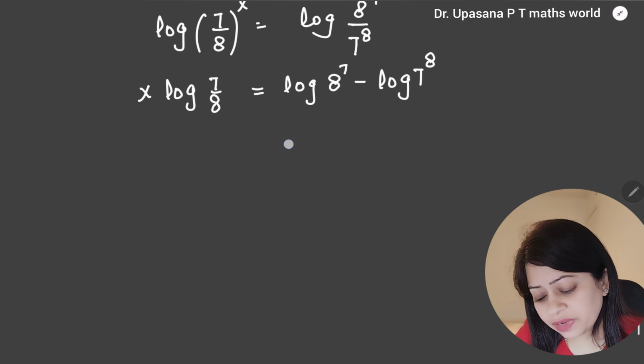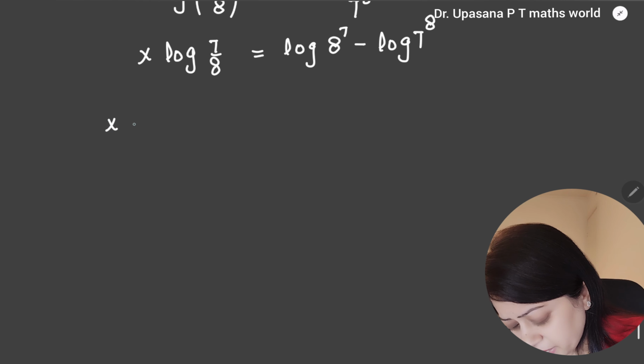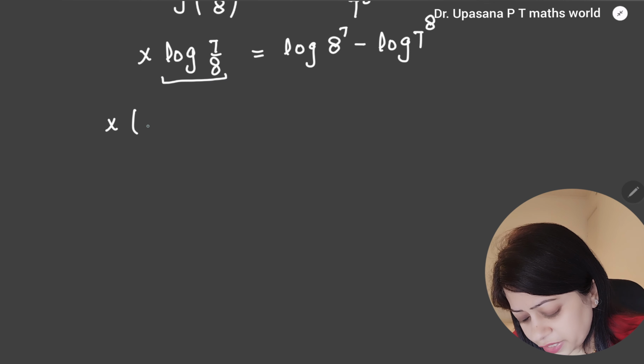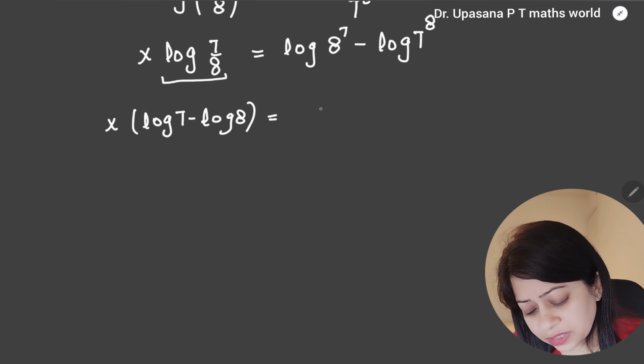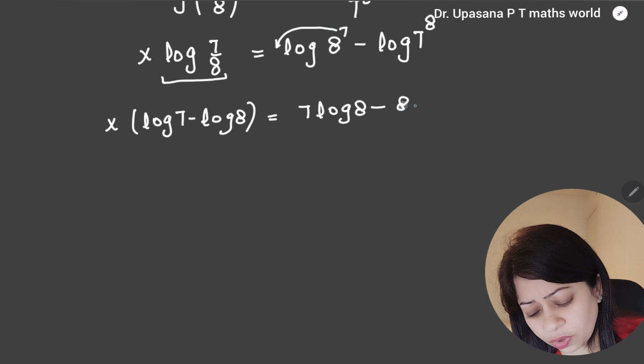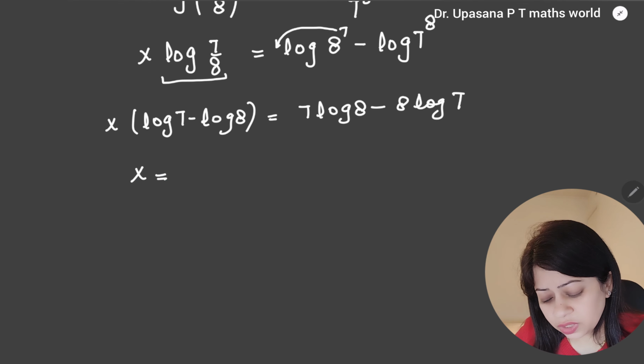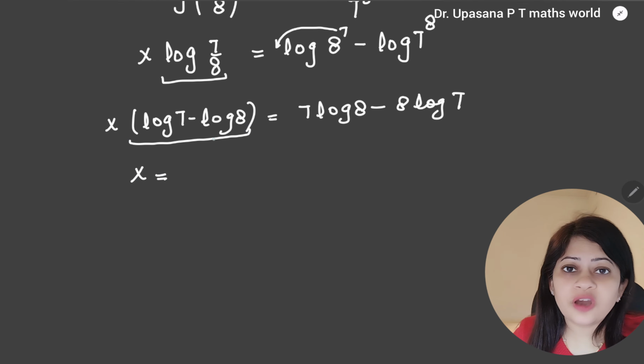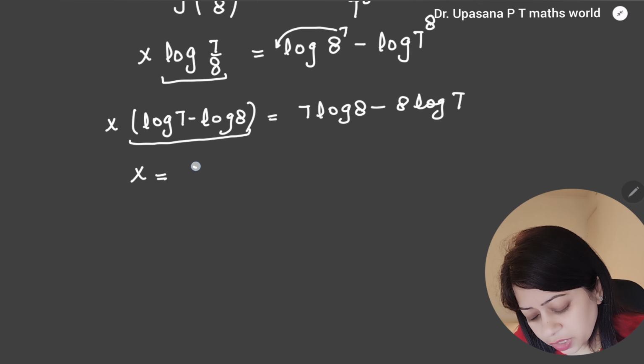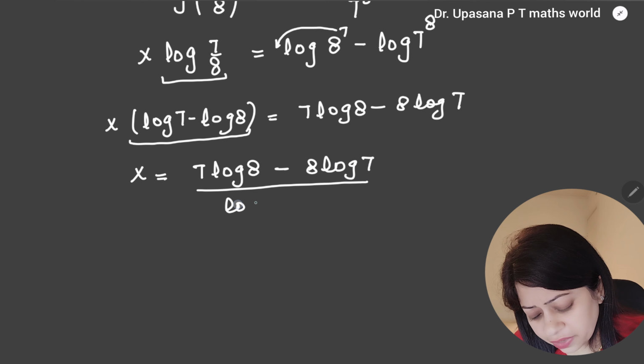Okay, now what are we left with? The left hand side is x, and log 7 by 8 we will write as log 7 minus log 8, and the right hand side is 7 log 8, because this power 7 can come here, minus 8 log 7, right? Okay, so now x is equal to, this thing can go in the denominator on the right hand side. So x is equal to 7 log 8 minus 8 log 7 by log 7 minus log 8.